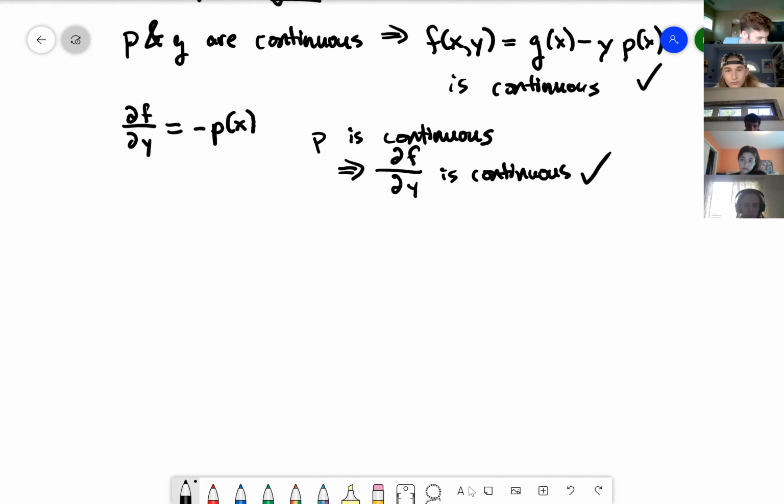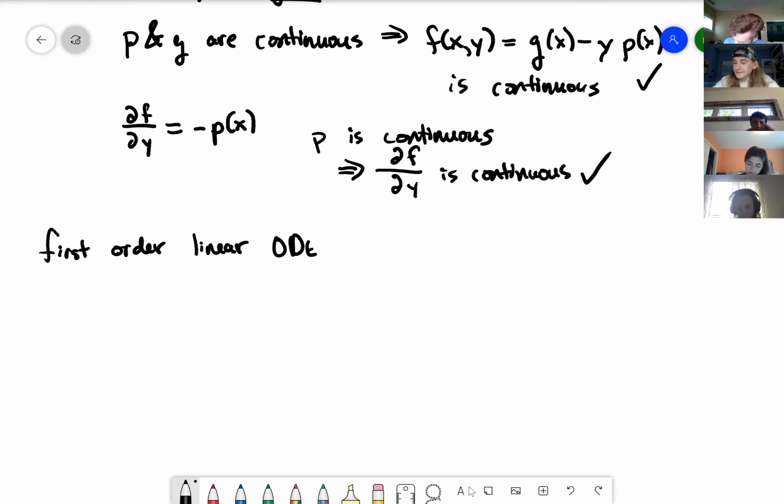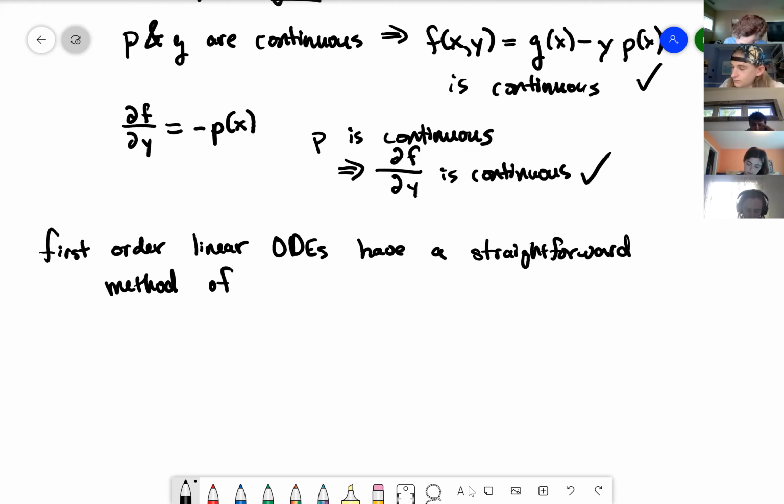Okay, so that's the first useful property of these things. What's next? So first order linear ODEs have a straightforward set of solutions. We can always find a solution in a very straightforward way. And it basically follows exactly what we did in the previous step.